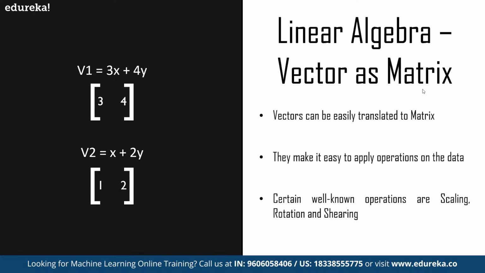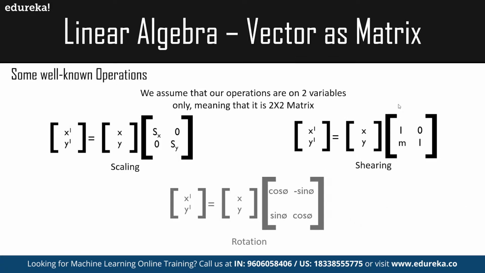Some well-known operations, again, we can assume are on 2 variables only, meaning a 2 by 2 matrix. The scaling matrix scales the vectors and makes them big or small. The shearing will change the vector by a particular side or coordinate. And the rotation rotates the vector around the origin according to the values provided. These are really simple to implement when we have a vector in matrix form, hence the convergence of these two kinds.